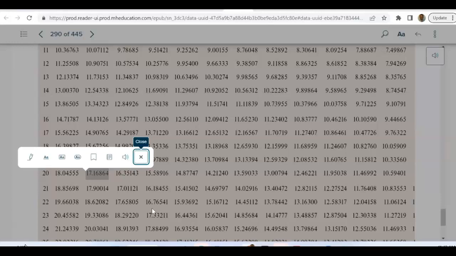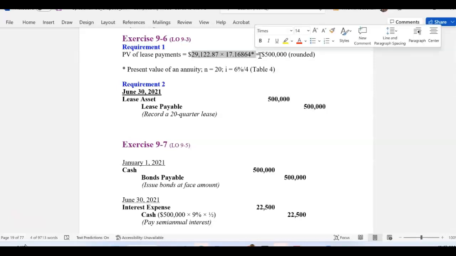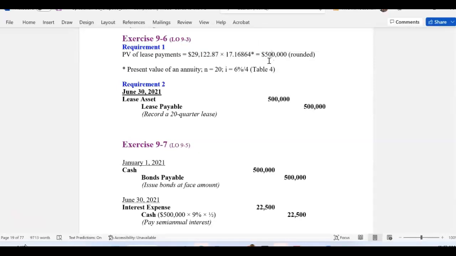17.16864. That's your factor. And then you can multiply that factor by your payment to get the present value of your payments in today's value based on a 6% annual interest rate. It will become about $500,000.